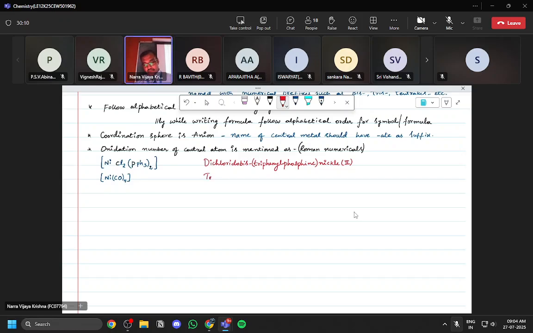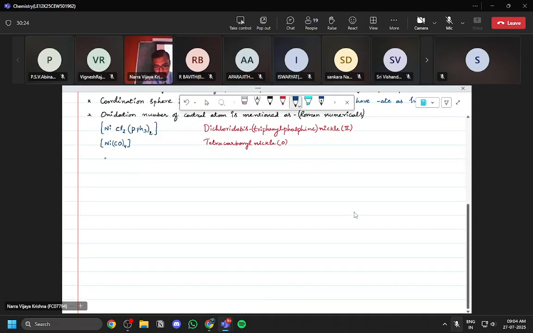Tetracarbonyl nickel 0. Correct. Tetracarbonyl nickel 0. Next, platinum, NH3 4 times, again platinum, Cl 4 times. This is +2, this is -2.